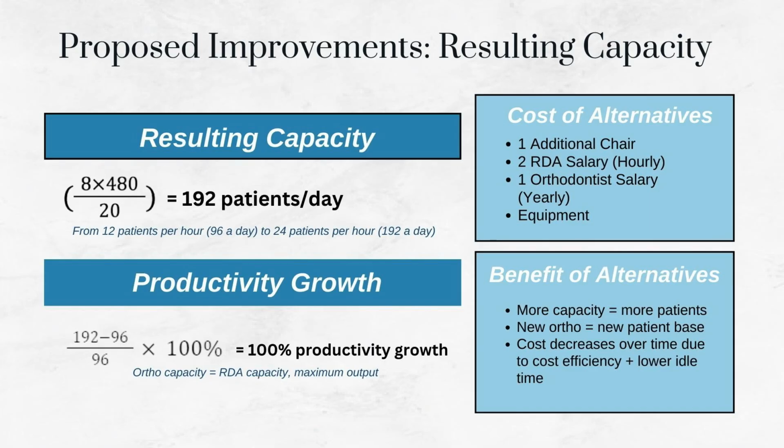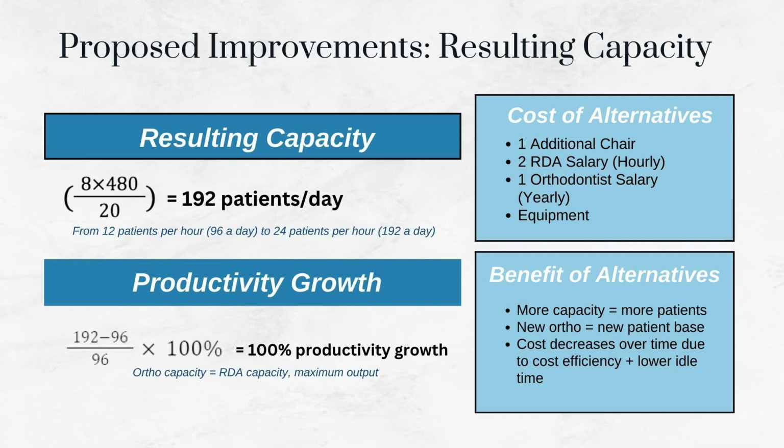For the proposed improvements, we selected option B, hiring 1 more orthodontist and 2 more RDAs, along with upgrading the treatment area to account for the influx of people. We see a larger resulting capacity of 192 patients per day. This is calculated using the 8 RDAs and 480 minutes, or 8 hours of operating time, divided by the 20 minutes on average per patient. This doubles the patients seen per hour from 12 to 24.